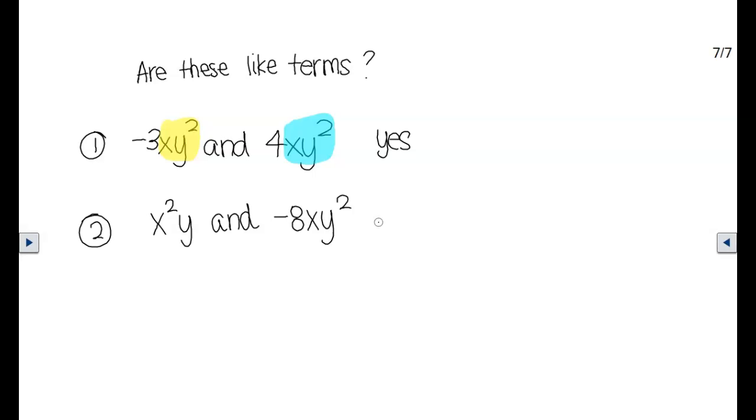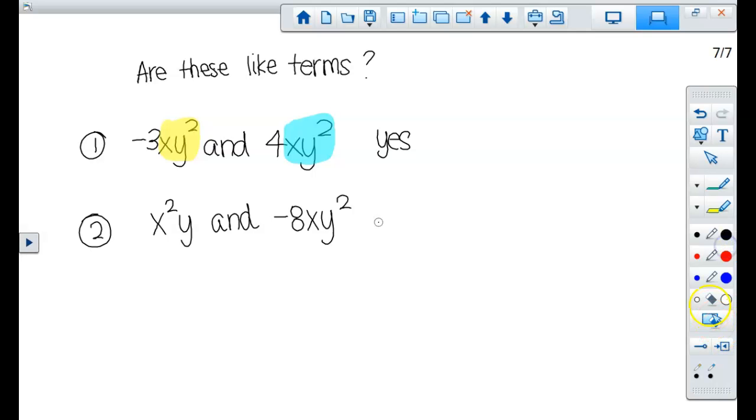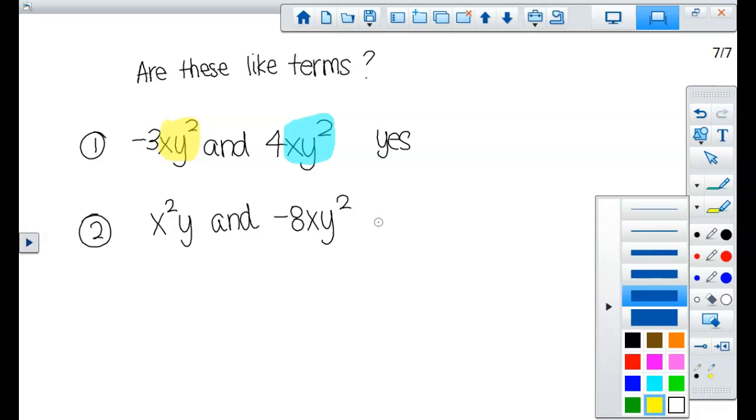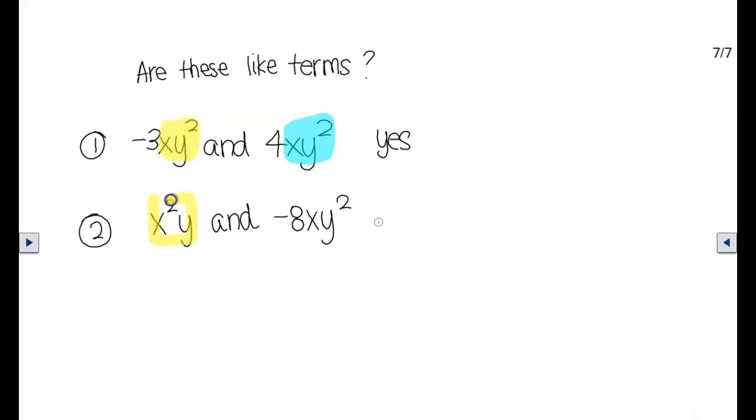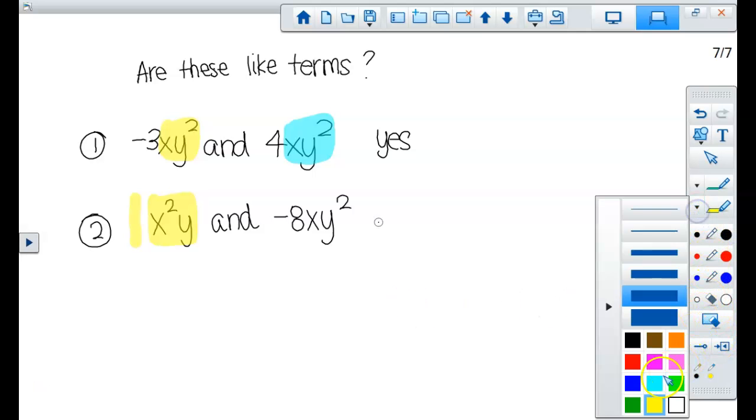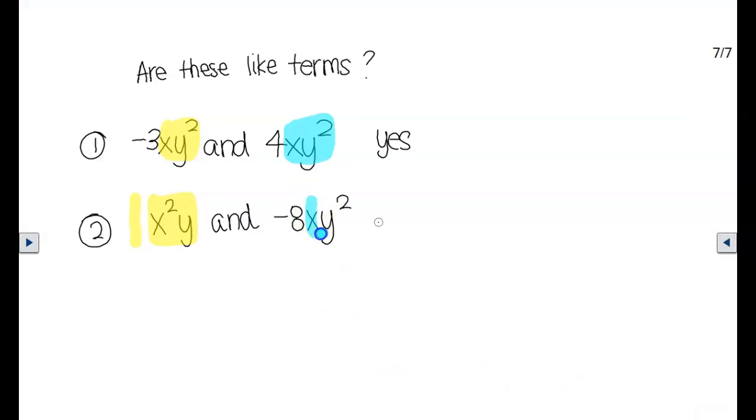Let's look at these two. Would x squared y and negative 8xy squared be like terms? All right, to decide, let's look at the last names. Let's look at the variable part. So over here, the variable part is x squared y. What's the coefficient? It'll be a 1, right? So 1x squared y. Over here, what is your last name? What is your variable part? And the answer is, it is xy squared.